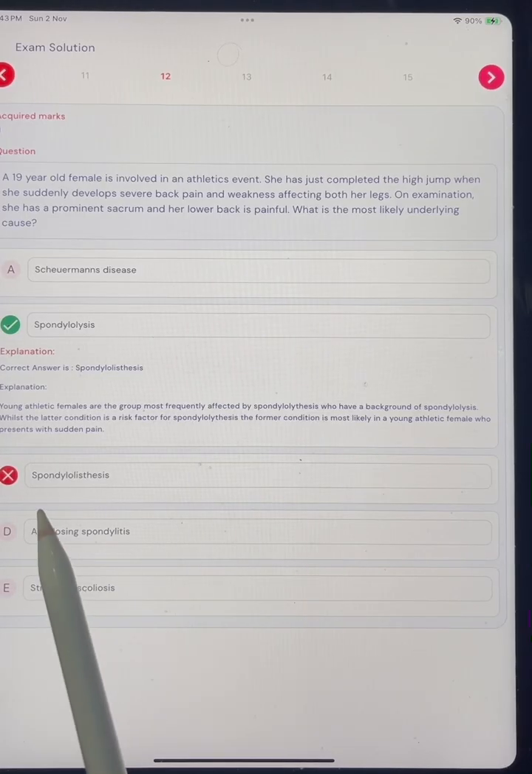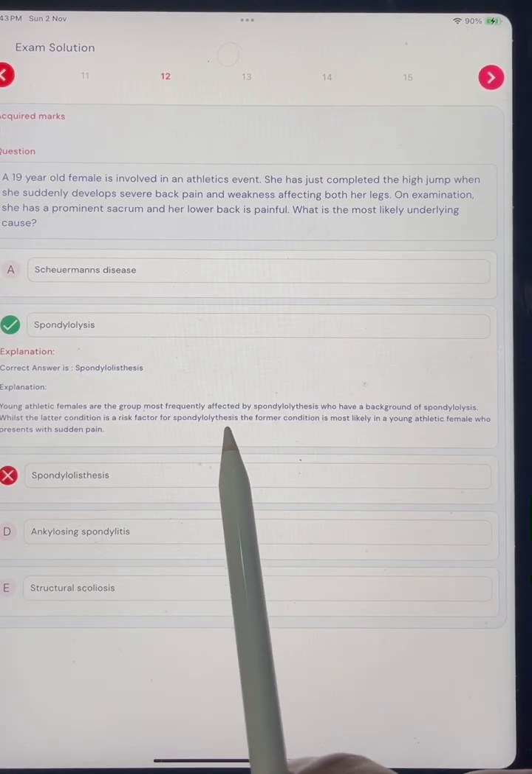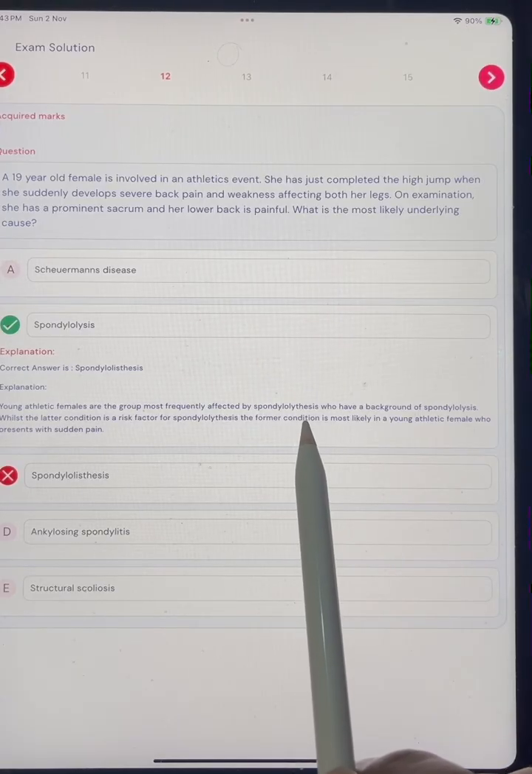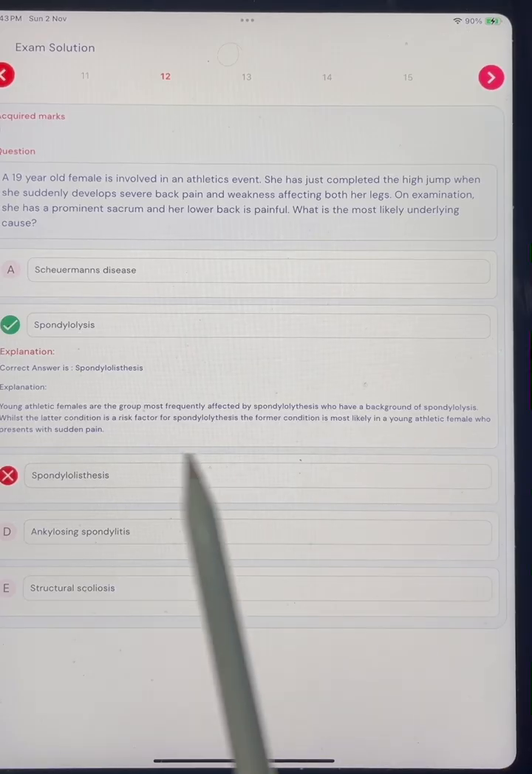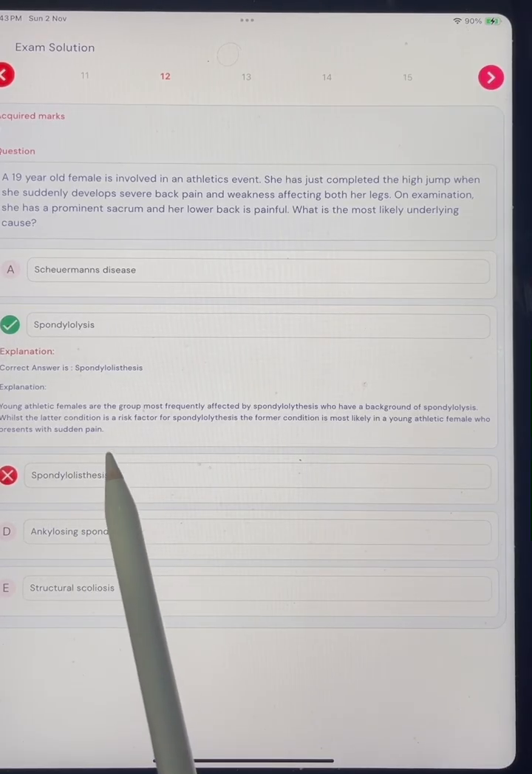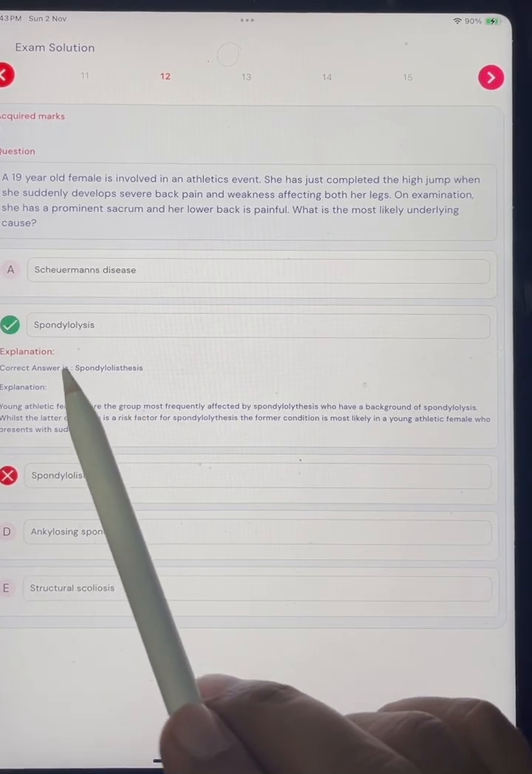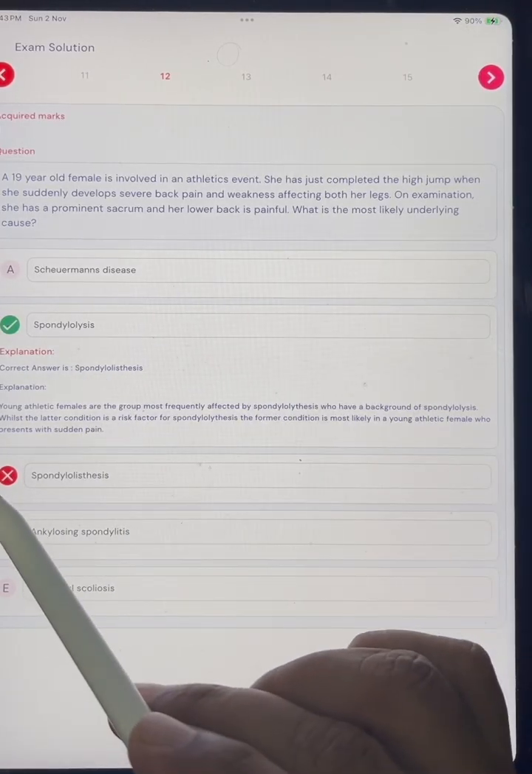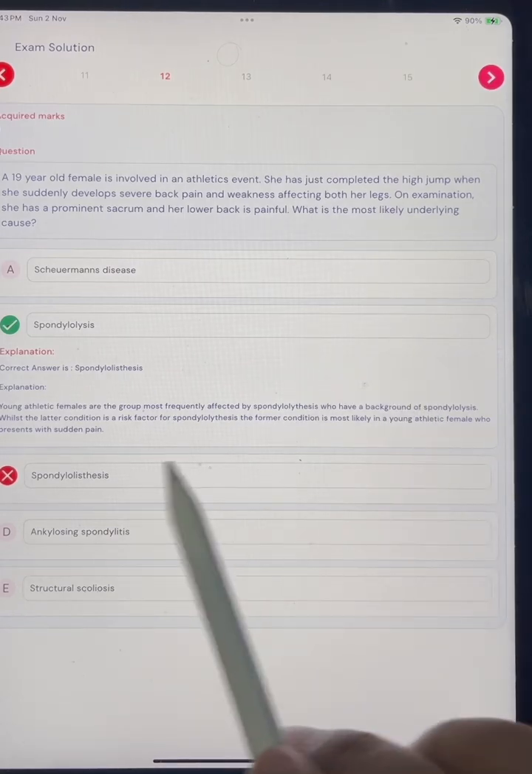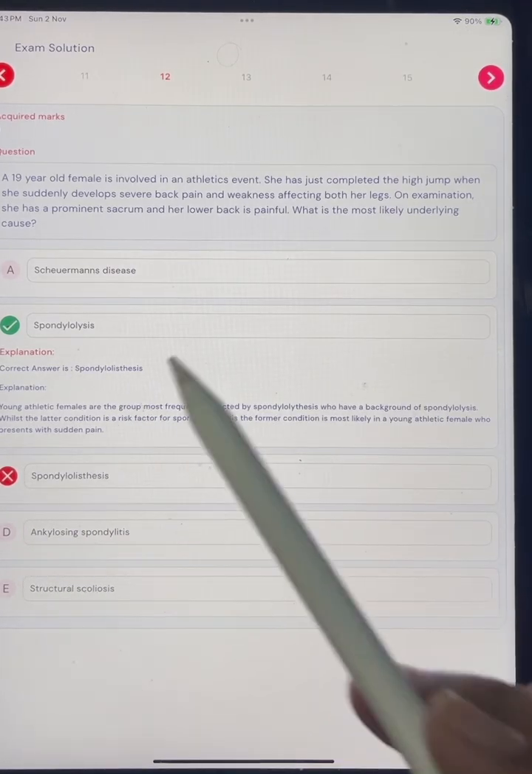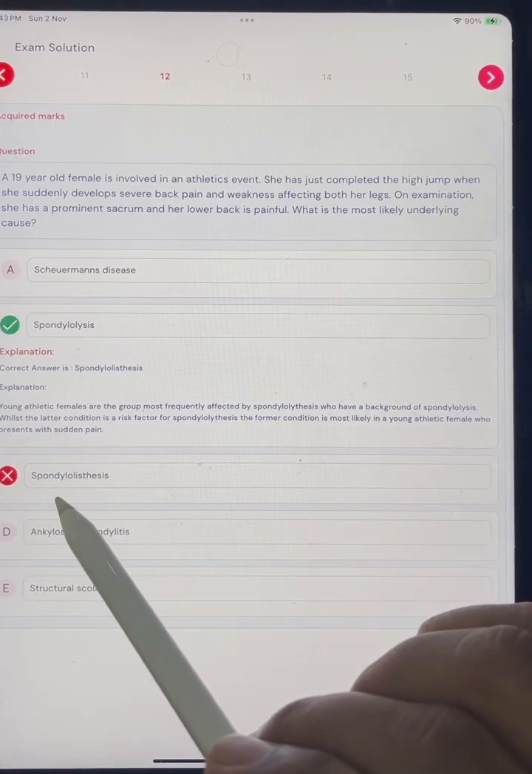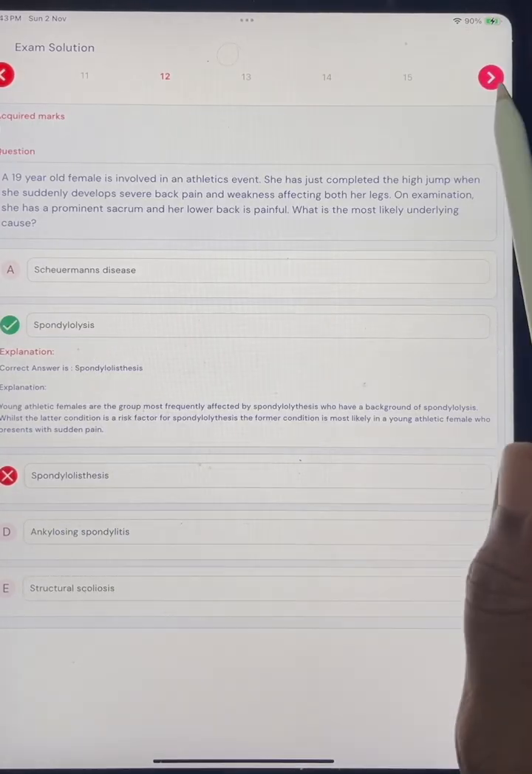Spondylolisthesis. Which group is most frequently affected by spondylolisthesis: young athletic females, who have a background of spondylolysis, whilst the later condition, the correct answer is listhesis. Here they have written spondylosis, but this is a fault in the answer. Actually, this is listhesis. They have not explained it properly. This answer is correct. I have marked listhesis, and listhesis is mentioned.